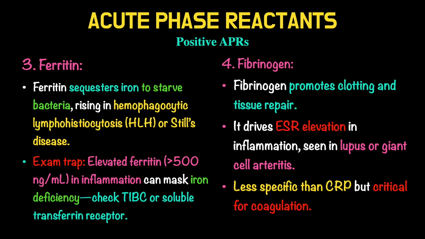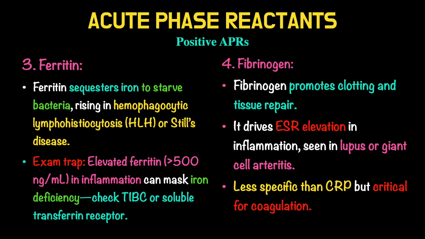The other one is ferritin. Ferritin is actually the iron reserve of our body. Ferritin sequesters iron, which means it limits the iron in macrophages to starve bacteria. Bacteria usually need iron and glucose to thrive, right? It rises in hemophagocytic lymphohistiocytosis, HLH, or Still's disease. The exam trap is that elevated ferritin, greater than 500 nanograms per milliliter, in inflammation can mask iron deficiency. So we have to check TIBC or soluble transferrin receptor. In anemia of chronic disease, there is a very high chance of developing iron deficiency anemia, because ferritin is sequestering iron to starve bacteria. So this is also very high yield.